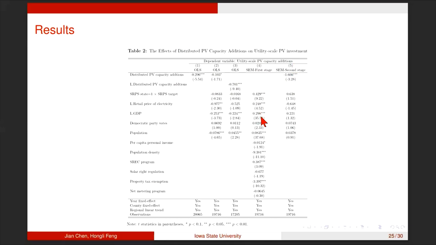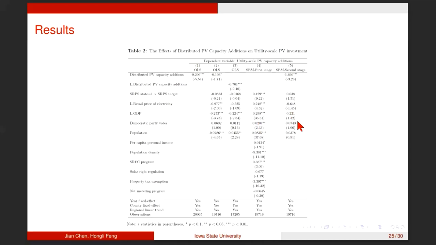So the first stage results are shown in column 4. Here I highlight several coefficients, like retail electricity price and Democratic Party vote, which is used as the proxy for solar preference. You see as retail electricity price and solar preference is higher, then the capacity addition of DGSP goes higher. This is consistent with our proposition 1 in the empirical section.